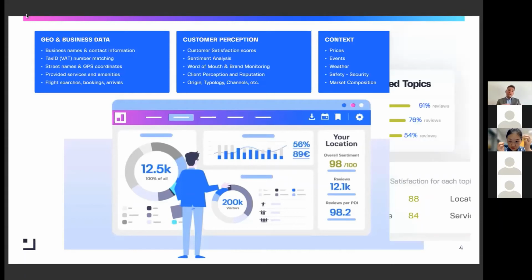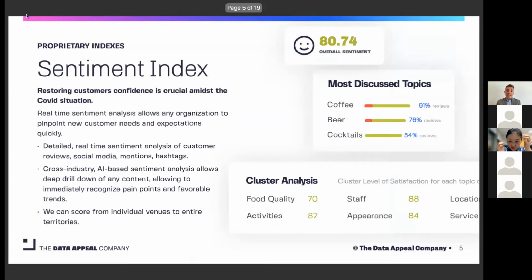So all of this data allows us to create a sentiment index. What we mean by a sentiment index is we can give you an overall score of your destination. We can start with this overall score, and then from there we can drill down into every single point of interest that we mapped into your destination.